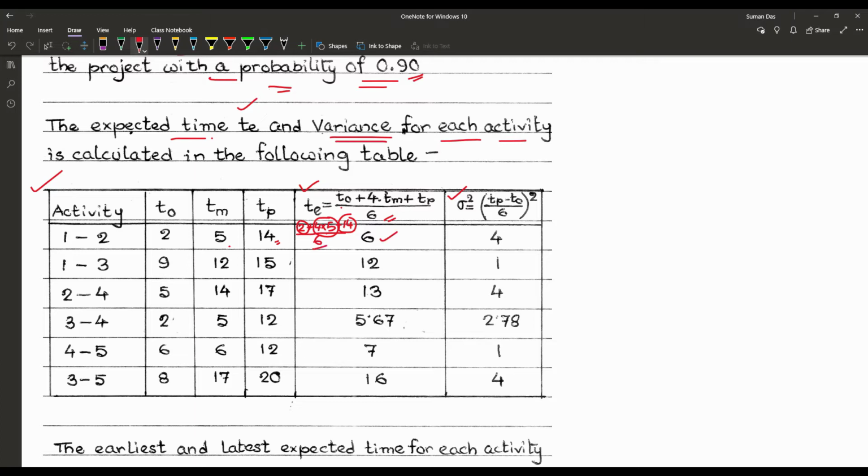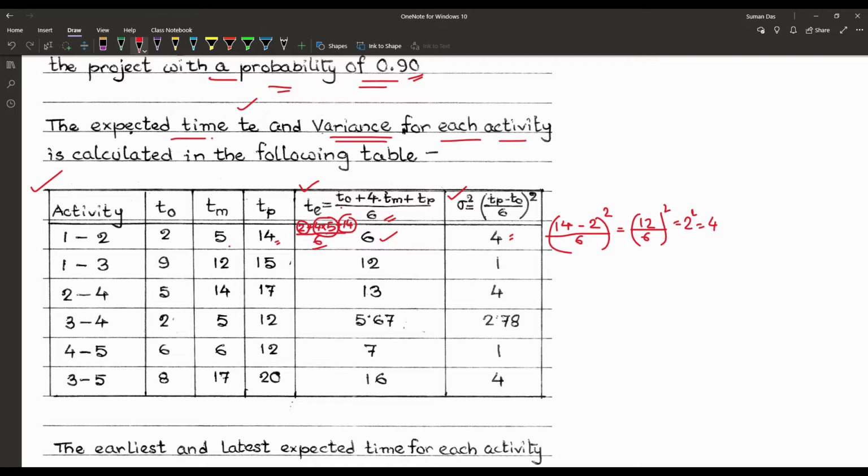In the same way we are finding the variance. TP is 14 minus TO, that is 2, upon 6. So that is equal to 12 by 6 whole square, or 2 square, that is 4. In that way we have already found the expected time TE and variance for each and every activity, that is 1 to 3, 2 to 4, 3 to 4, 4 to 5 and 3 to 5.